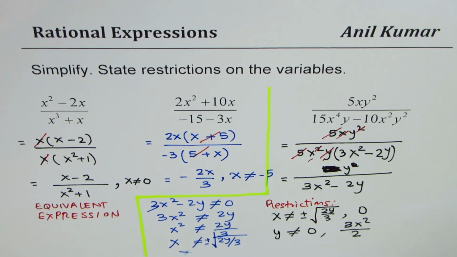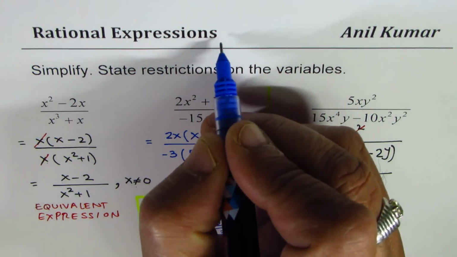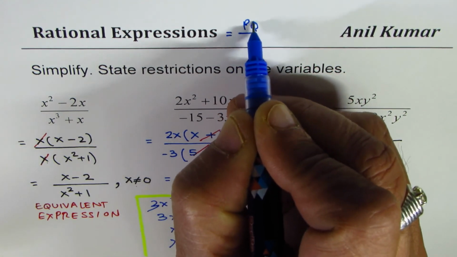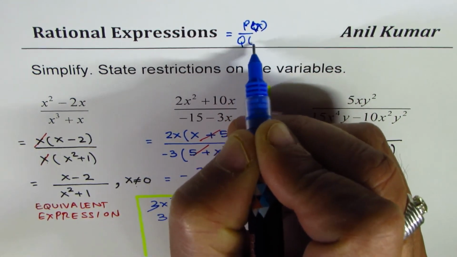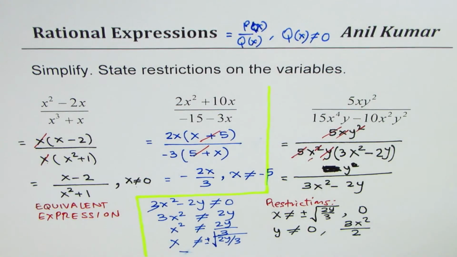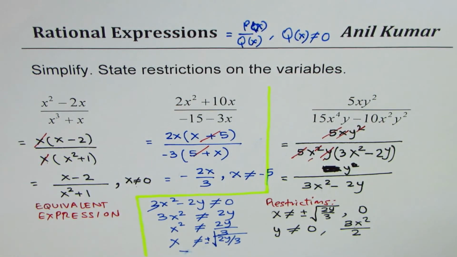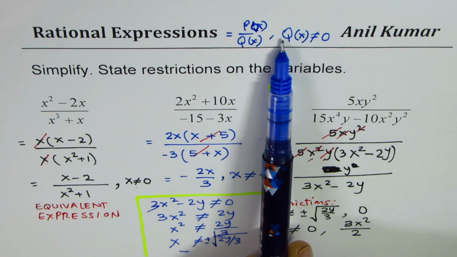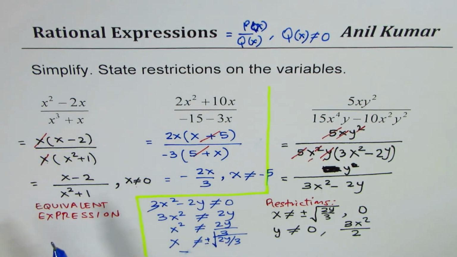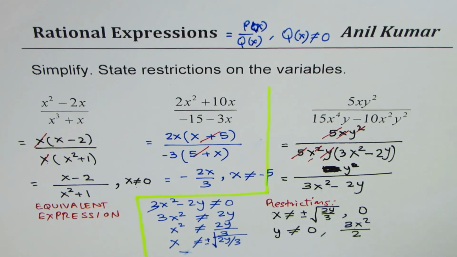I hope with this, you have understood what rational expressions are. As we began with, rational expressions are of the form of a polynomial divided by another polynomial where the denominator cannot be equal to 0. These are rational expressions. And that denominator not equal to 0 leads to restrictions. Got it. And that is how you should work with it. I hope you have understood something about rational expressions.